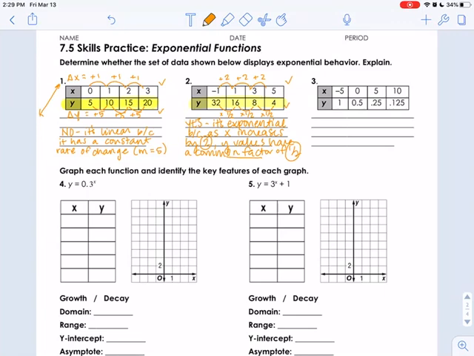So this is exponential. And we could go further and say my y values, they're getting smaller and smaller, so this is exponential decay. It's going to look something like this.